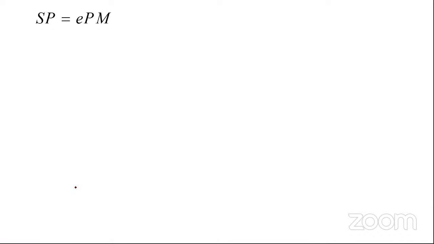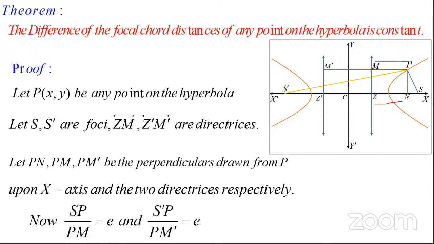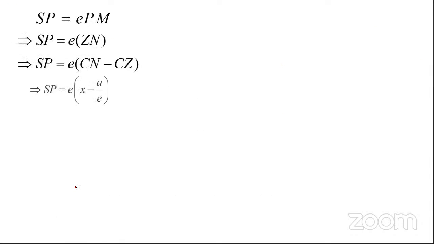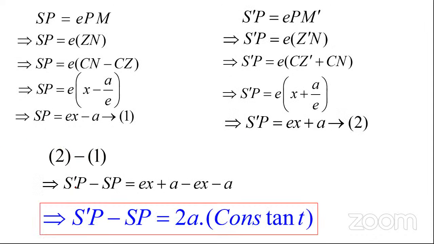So here, the difference of the focal distances of any point on the hyperbola is constant. For that, we are taking it as per the diagram and solving from the diagram. So this is a plus 1. So you can do this now.